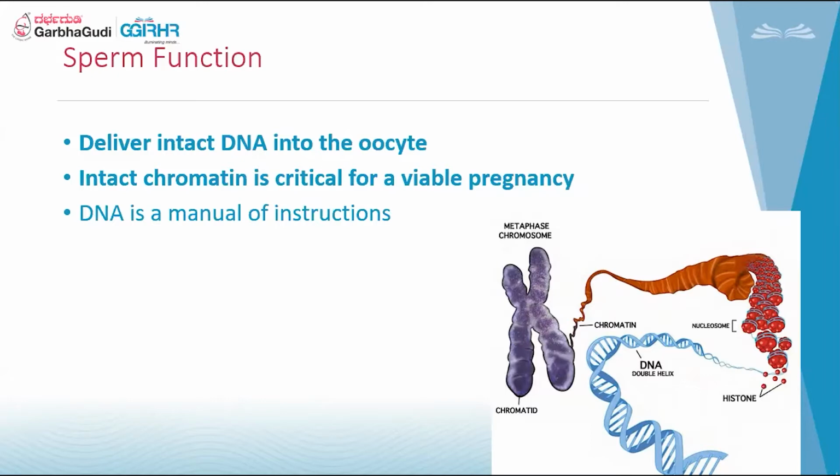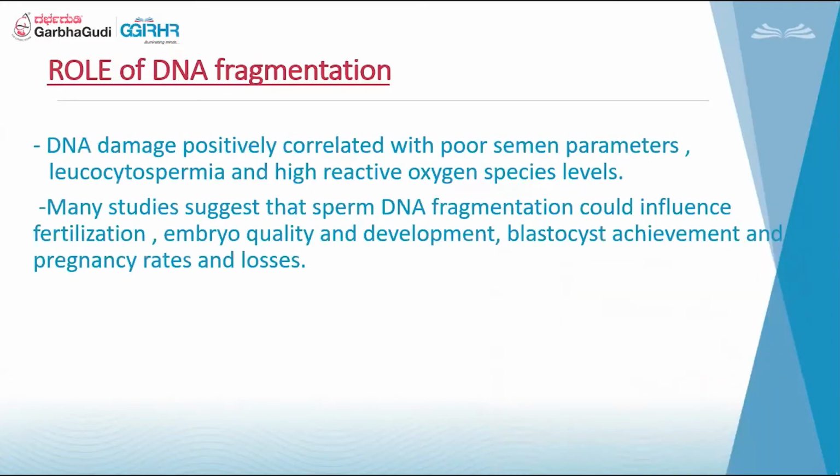We say chromatin test. We see whether protamines are more or histones are more. If the histones are more, then there is fragmentation, a breakage in the DNA. That's what we mean here. Next, what is the role of DNA fragmentation? If there is damage, it's definitely related to poor semen quality, if any infection is there or any high levels of ROS.